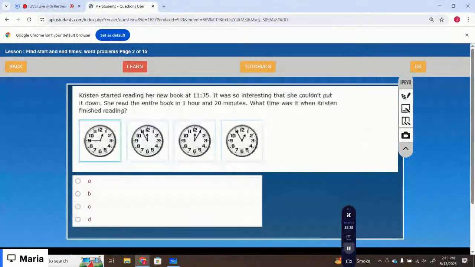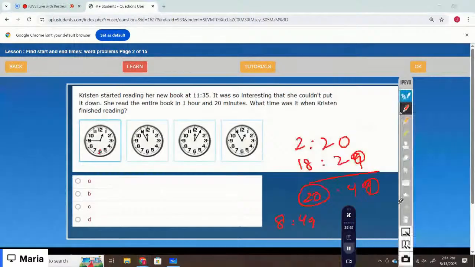Lizzie started reading her new book at 11:35. It was so interesting that she couldn't put it down. She read the entire book in 1 hour and 20 minutes. What time was it when Lizzie finished reading? 1 hour 20 minutes, right?